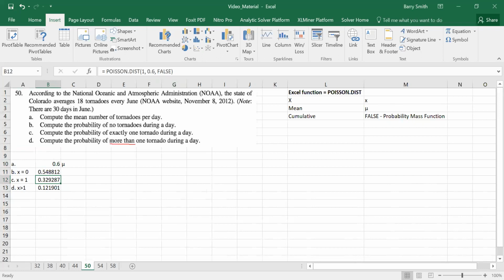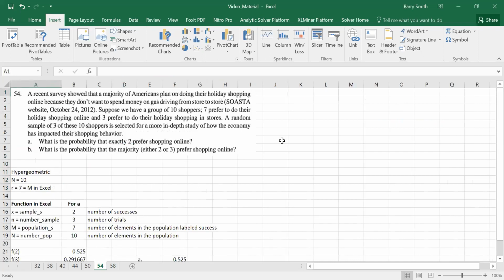And we just plug in x is 1, still have 0.6 for our expected value, false, and that's going to be what we have here. Now, what if we want greater than 1? Now notice it's more than 1, not greater than or equal to 1, it's more than 1. And so what we're going to do is take off the f of 0 and the f of 1, and then it's going to be everything greater than that. And so we take 1 minus those 2, and that leaves basically the probability that it's going to be more than 1 tornado during a day. So it's not too high. All right, so that's 50.